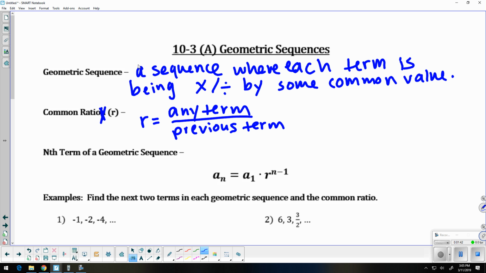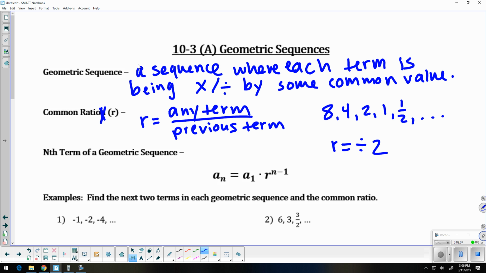So let me give you an example. Let's say this is your sequence: 8, 4, 2, 1, 1/2, and so on and so forth. You can see what's happening in the sequence. You can see that you're dividing by 2, but if you had to actually identify what R is, we don't want you writing something like, R equals divided by 2. R is going to be an actual ratio in this case.